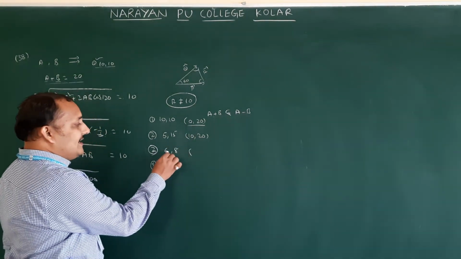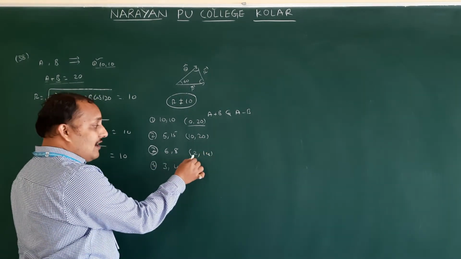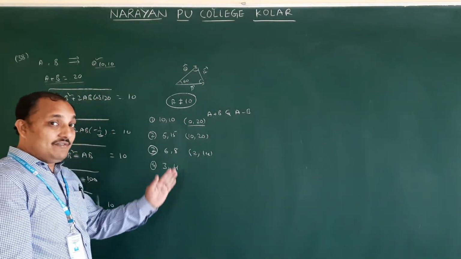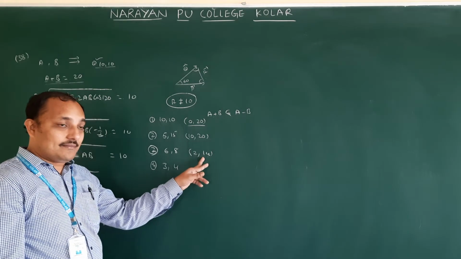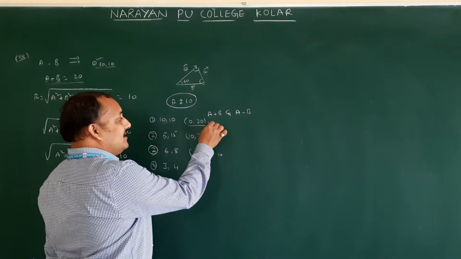Now see this one. 8 minus 6, 2. 8 plus 6, 14. So the answer will be between 2 and 14. Between 2 and 14, 10 will be there. After 9, 10 will come. Isn't it? Before 14, 10 will come. Therefore, in this also 10 will come.